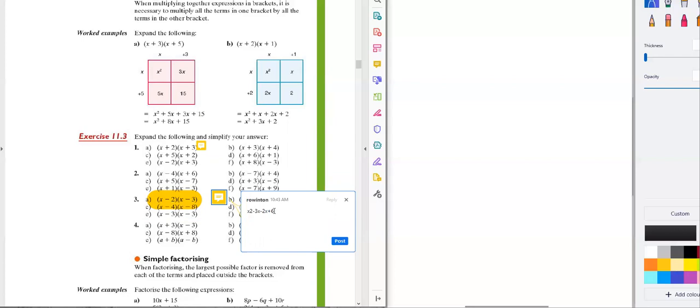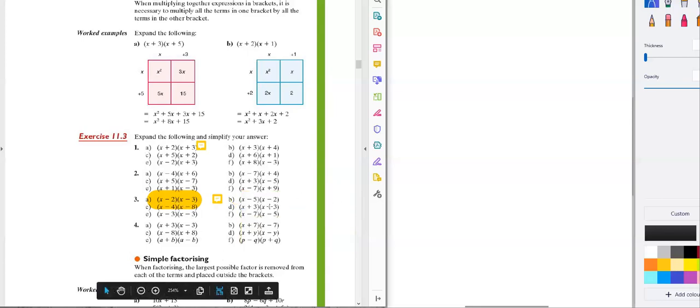Then after that, you simplify it. You have x squared minus 5x, and then plus 6. All right. This is your final answer. This is how we expand this kind of question. All right. Okay, next one.